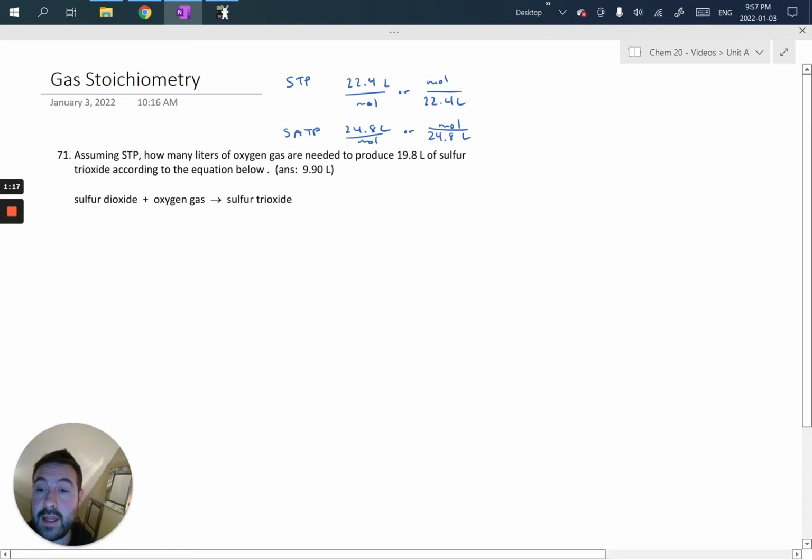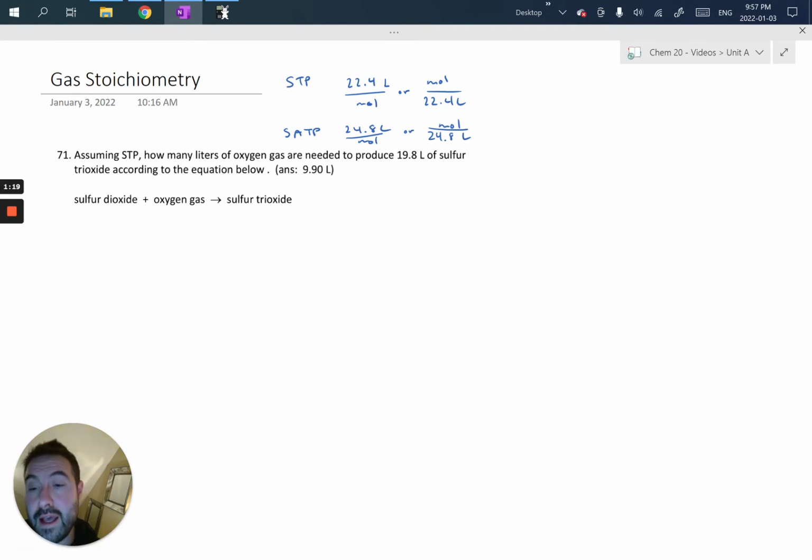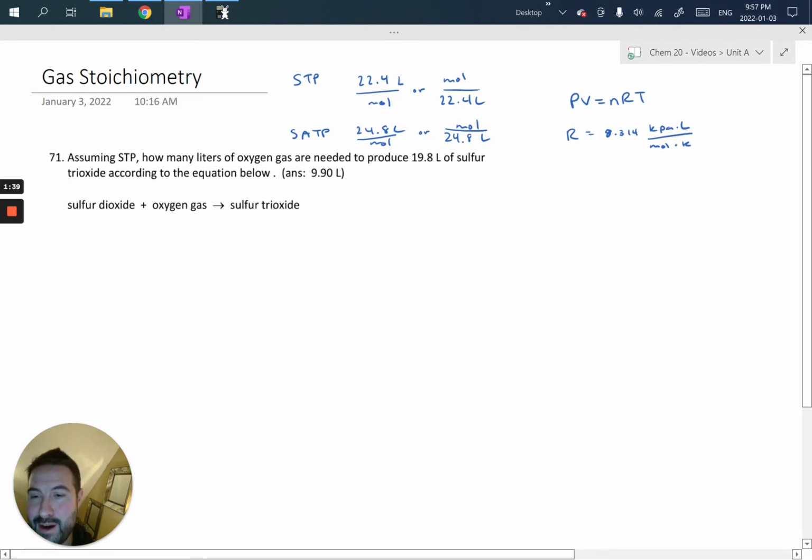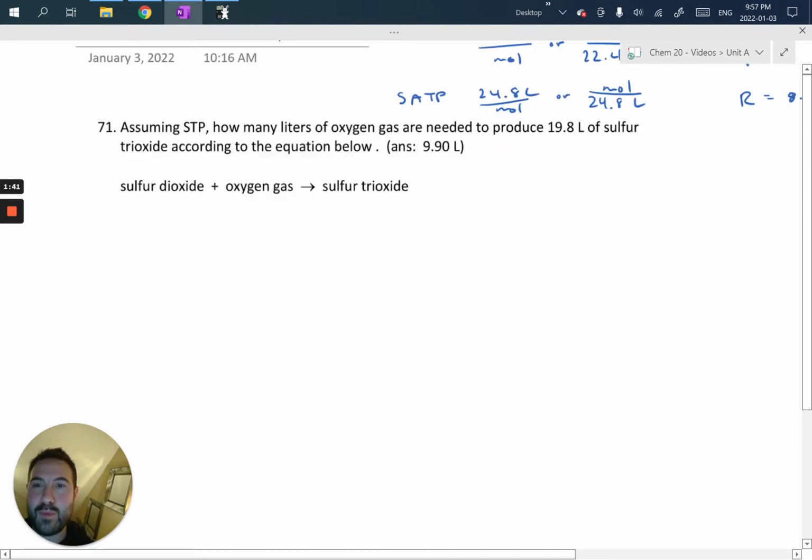And the other thing that you're potentially going to need is the ideal gas law, which, if you remember, is PV equals nRT. And you need that R value. For us, we use 8.314 kilopascal liters per mole Kelvin. Okay, you got all that so far? All right, so let's look at the first problem here.